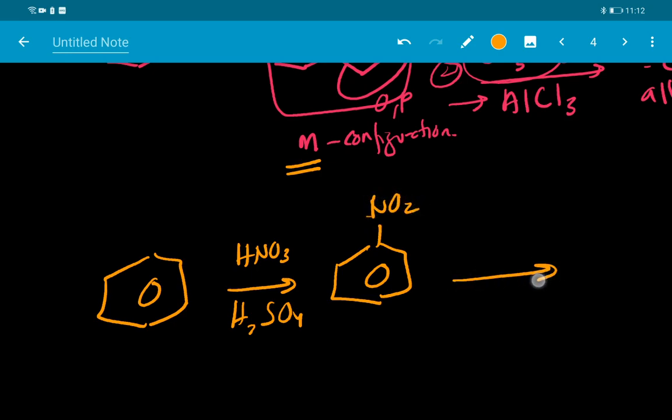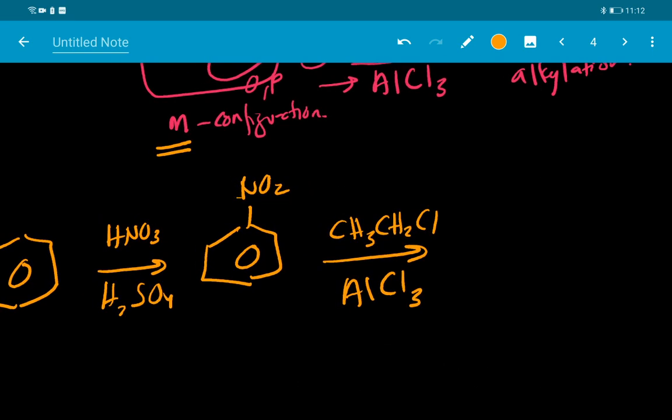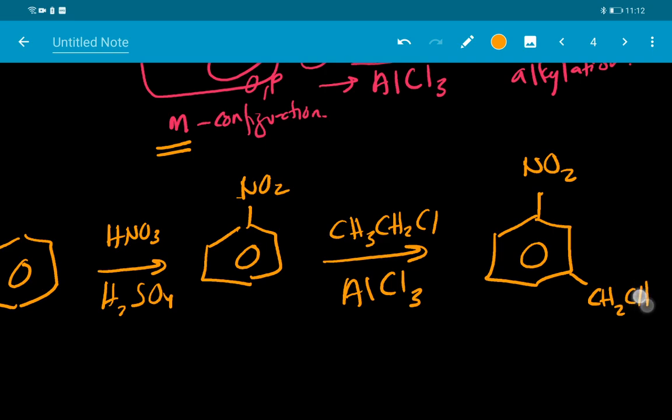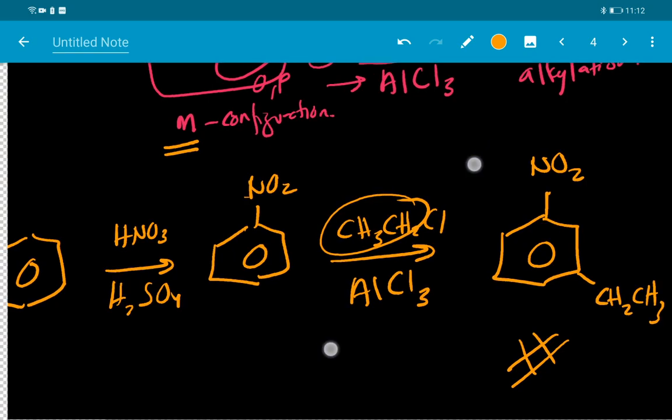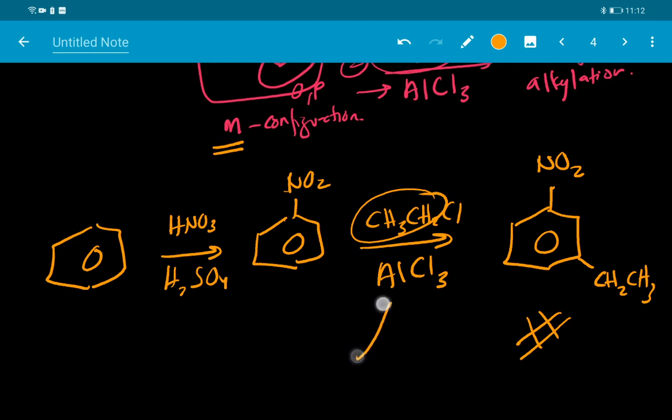nitrobenzene, followed by the addition of ethyl chloride together with the aluminum chloride as the catalyst. Then we're going to get the nitrobenzene which has attachment to the CH2CH3 from the alkyl group, and this will be the final answer. Again, we cannot add the alkyl group first because it's going to turn out to become a different compound. It must follow the synthetic sequence.